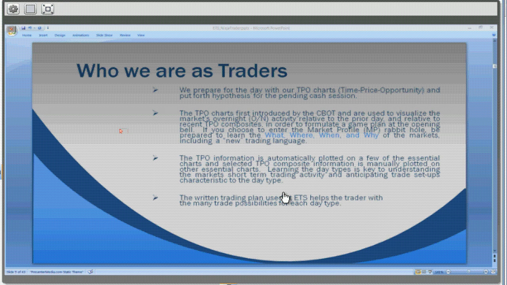Now, the TPO charts stands for time, price, opportunity. That was first introduced by the CBOT. It's not something that we created. We made our own TPO indicator that is very sophisticated and accomplishes things that no one ever thought could be accomplished, making composites that go back for a year by clicking a button, high volume nodes, single prints, just very helpful clues to what the market's doing. So we're always prepared. We always need to know what, where, when, and why.